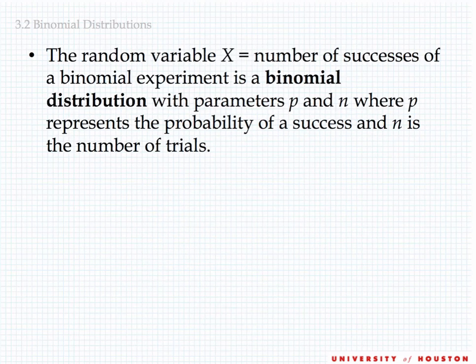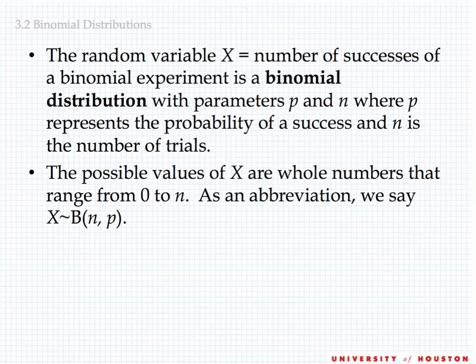The random variable x, set to represent the number of successes in a binomial experiment, is a binomial distribution with parameters p and n, where p represents the probability of success and n is the number of trials. The possible values of x are whole numbers that range from 0 to n, and as abbreviation, we use this notation to state that x is a binomial random variable.